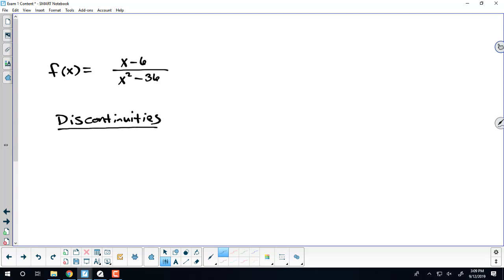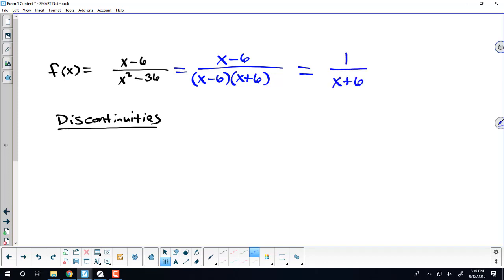I mean, you have a hole at x equals 6. At some point, you have to plug it in. And so we know that there's a hole because this is this, which means that this function is really this. So there's a vertical asymptote at negative 6.